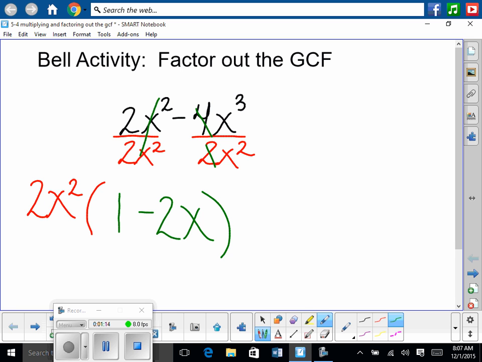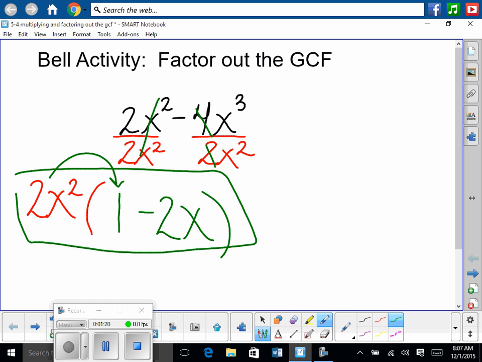And then you look from here. You can always check your work. That's my answer, but if I took that and multiplied it back through, would I end up back at my beginning answer? So let's look. 2x squared times 1, 2x squared. 2x squared times -2x is -4x cubed. So we have done this correctly.